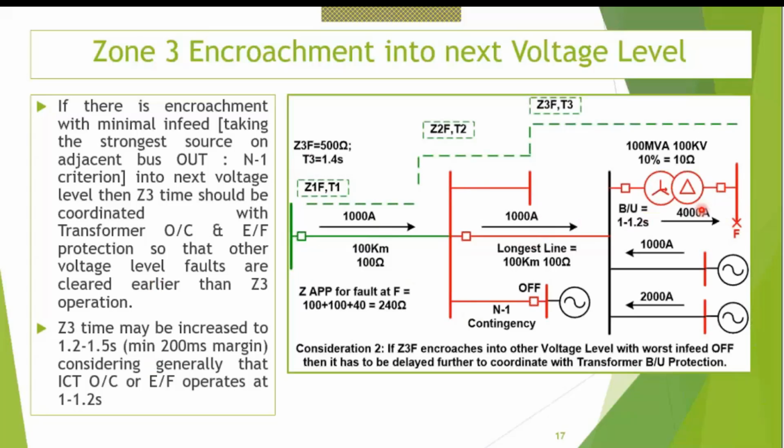And if it encroaches, suppose this is encroaching in spite of this N-1 contingency, then better you increase the time over here. Otherwise, things might go wrong. Someday or the other, it will go wrong. Okay, this is about zone 3 encroachment into the next voltage level. Faults should be cleared earlier than zone 3 operation. Zone 3 time may be increased to 1.2 to 1.5 seconds. Minimum 200 millisecond margin should be with the backup of this. Otherwise, we'll face problems.